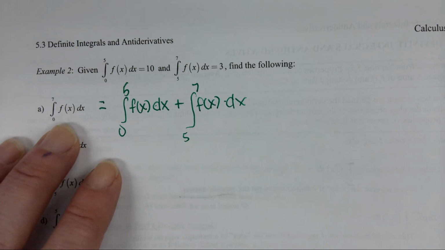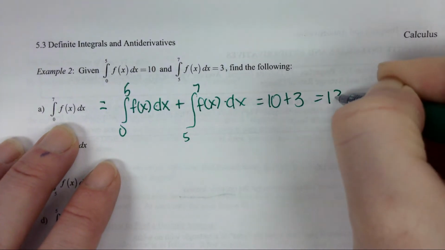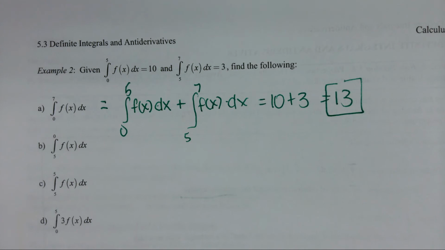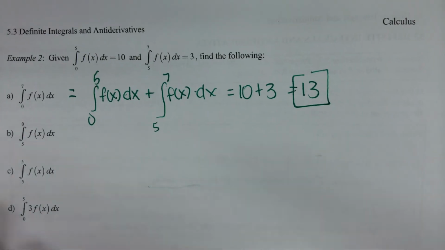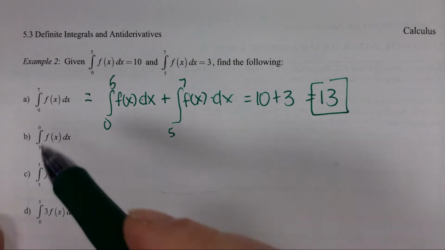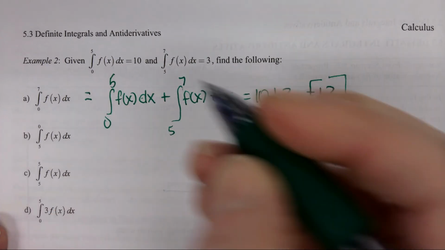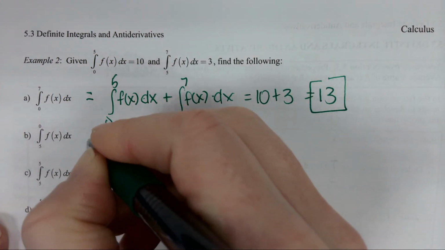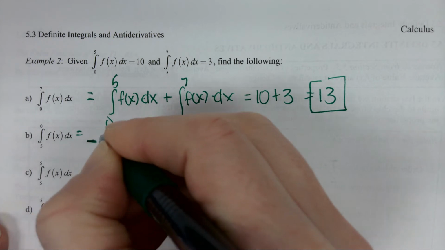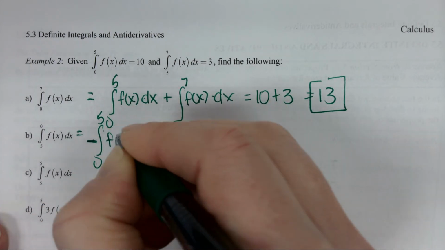10 plus 3, or 13. Okay. Let's look at B. If you need to look back, you can. If I have asked for the integral from 5 to 0, that's the property of limits of integration. That's going to be the same as the opposite of the integral from 0 to 5 of f of x dx.